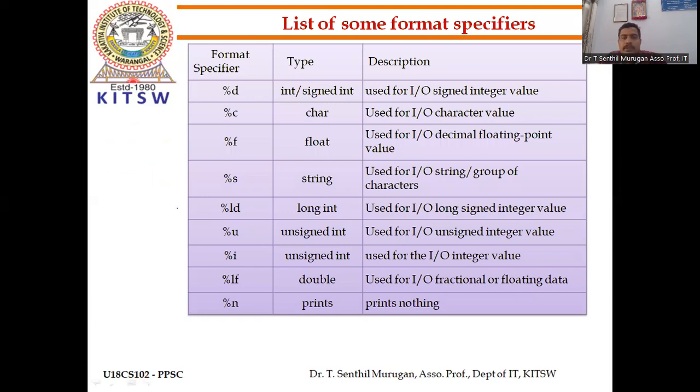So these are the format specifiers for different data types. For integer, it may be used for signed integer. Signed integer we are using %d, and for character %c. For float %f, for string %s, for long integer %ld, and for unsigned integer %u. Unsigned integer value is what we can use for this.